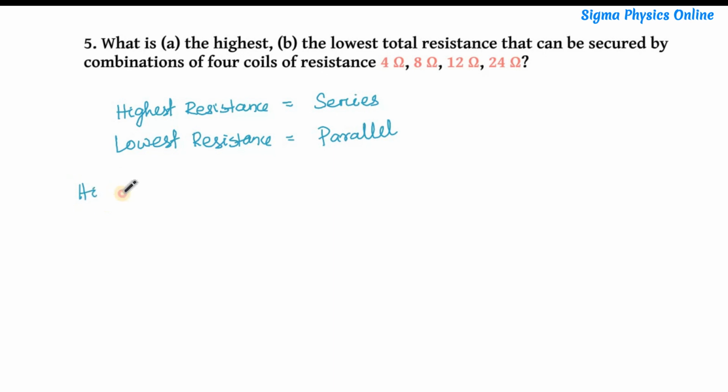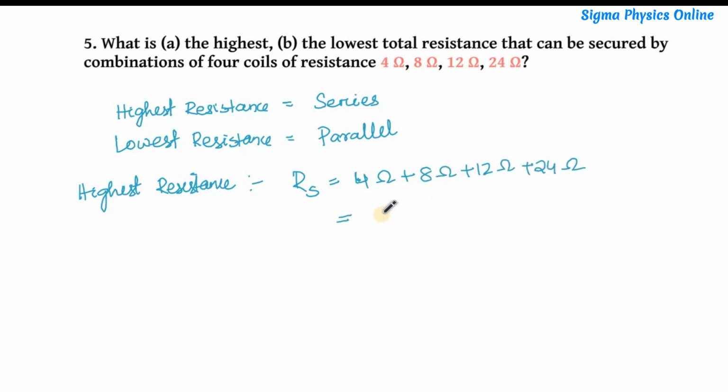So if we have to get the highest resistance, let's find out. So it will be Rs is given by 4 ohm plus 8 ohm plus 12 ohm and 24 ohm, which gives a total of 48 ohm. Hence the highest value of resistance that can be achieved by combining all these four resistors is 48 ohm, and for that we have to connect all of them in series.